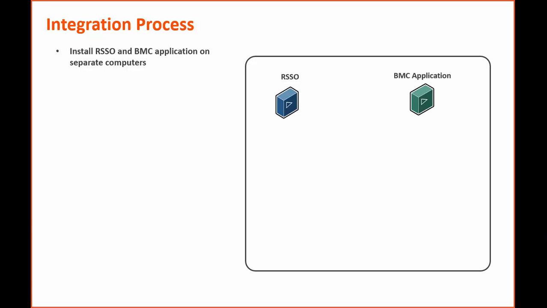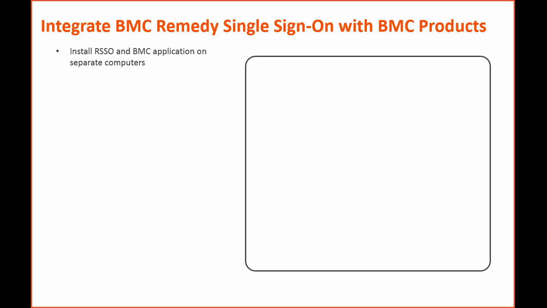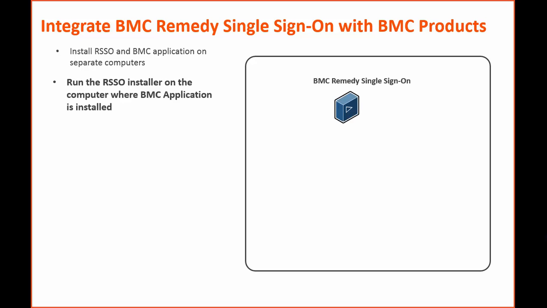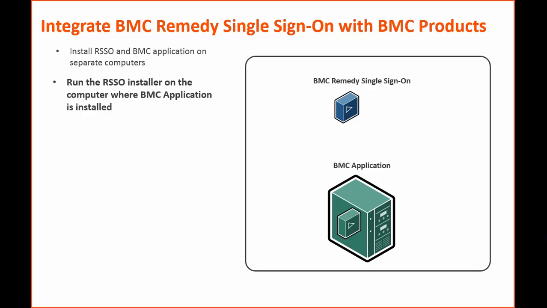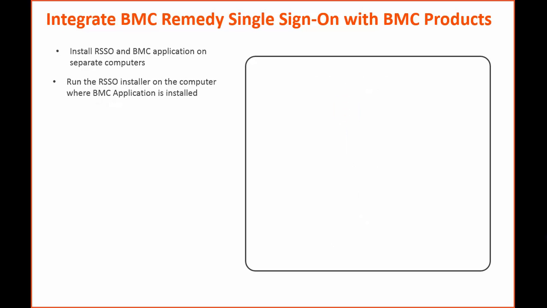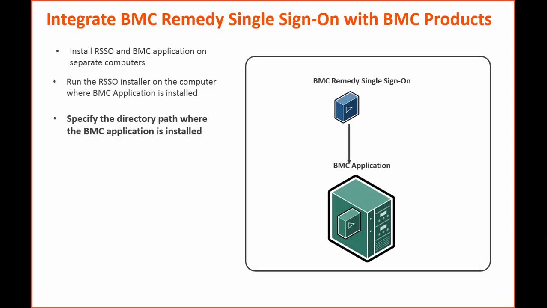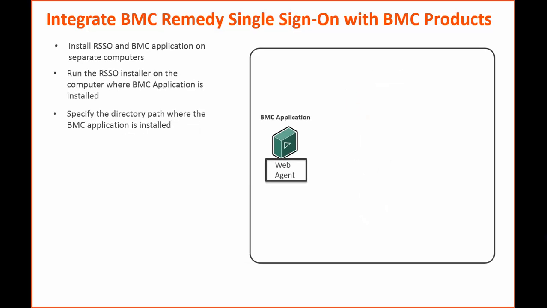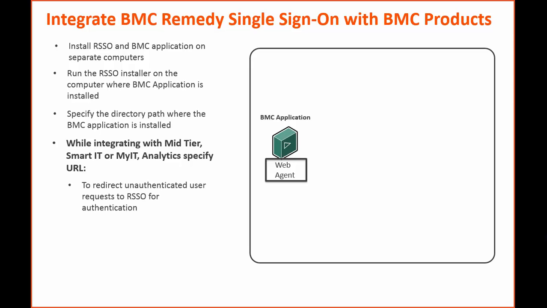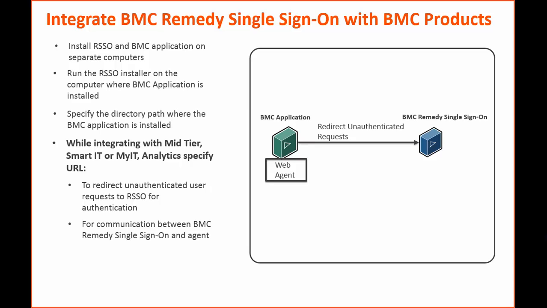Install Remedy Single Sign-On and BMC application on separate computers. Run the Remedy Single Sign-On installer on the computer where the BMC application is installed. During the integration process, specify the directory path where the BMC application is installed. While integrating with applications other than AR, first use the URL to redirect unauthenticated user requests to Remedy Single Sign-On for authentication, and then the URL for communication between BMC Remedy Single Sign-On and agent.